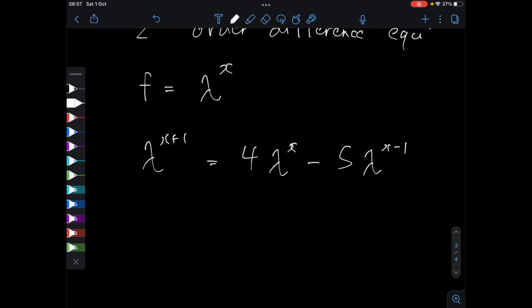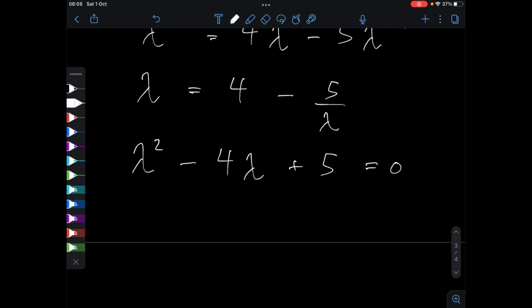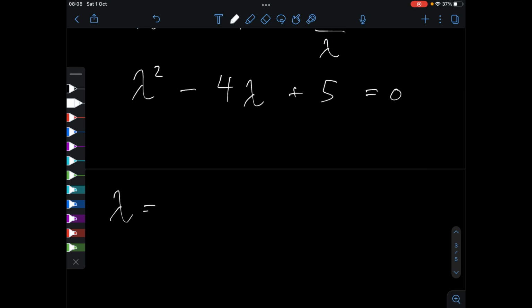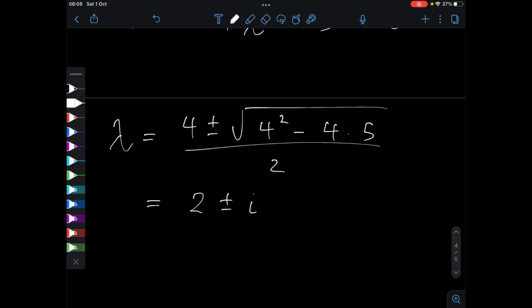Let's divide throughout by lambda to the x, and we'll get lambda equals 4 minus 5 over lambda, and this is just a quadratic equation, which we can see more clearly if we rearrange it like this: lambda squared minus 4 lambda plus 5 equals 0. Cool. Now we can use our trusty quadratic formula to solve this, which is minus b plus or minus the square root of b squared minus 4ac, the whole divided by 2a, which evaluates to 2 plus or minus square root of minus 1.